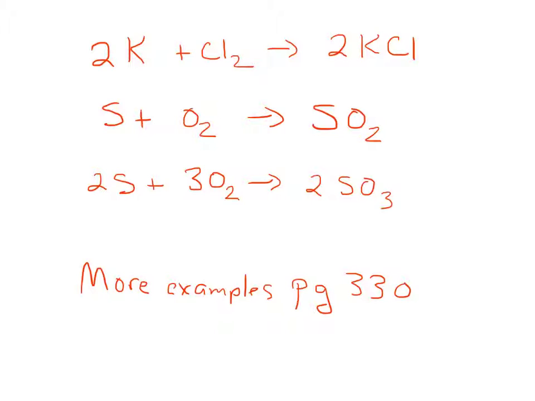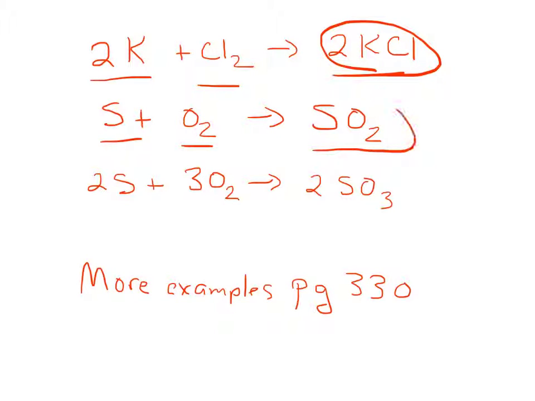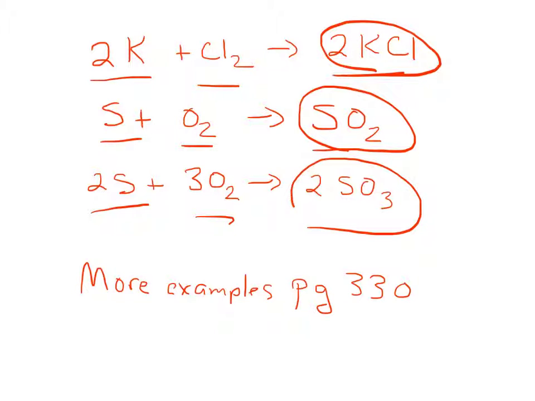So let's take a look at a couple of examples. These are out of your book on page 330. And you can see we've got 2K plus Cl2 yields 2KCl. Once again, 1 product. Or sulfur plus oxygen yields SO2, 1 product. Or a different combination of sulfur and oxygen and a different product. But even though the numbers are irrelevant, we're talking about just one thing formed here on this side. If you need to see more, take a look at page 330. There's a couple more there for you to look at.